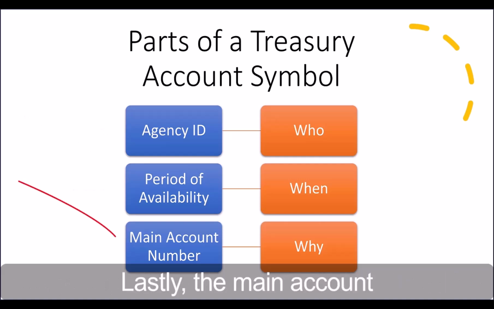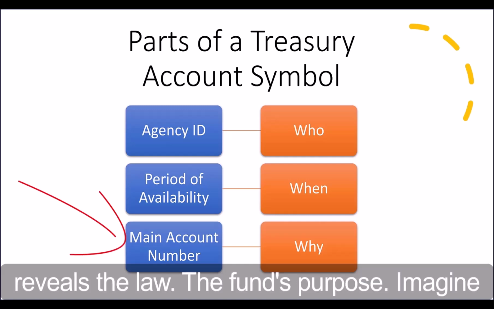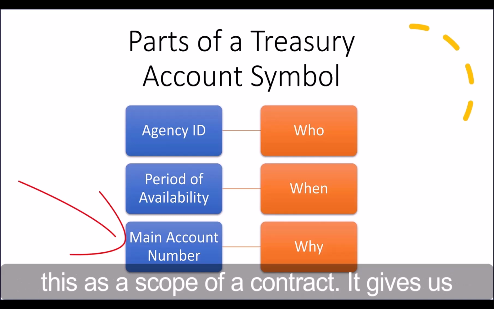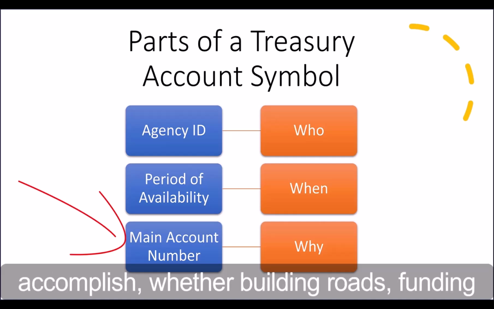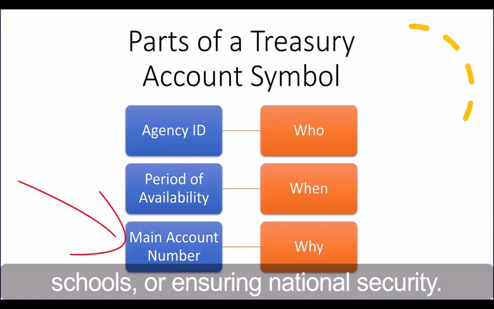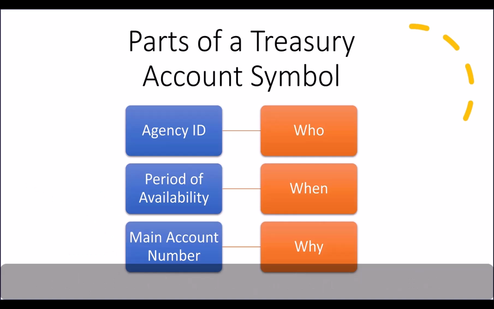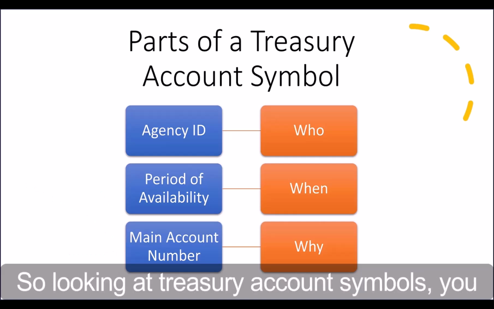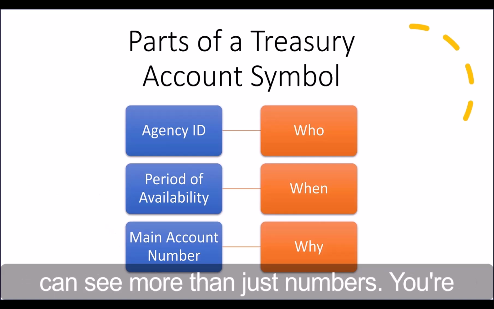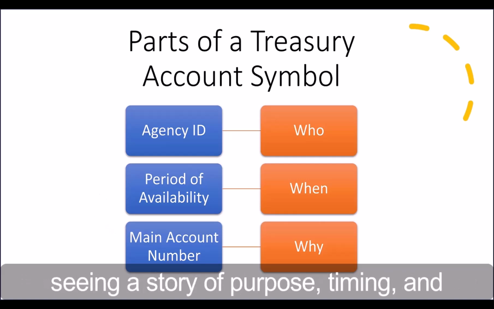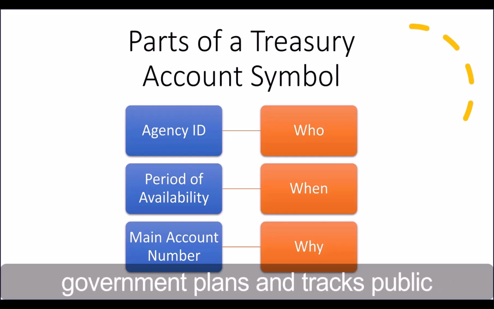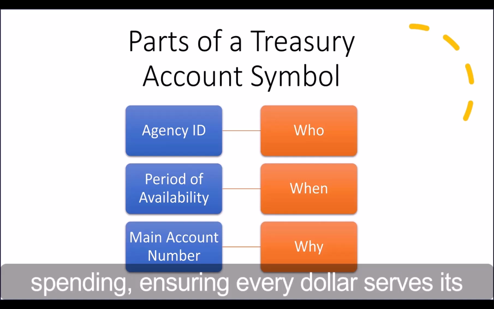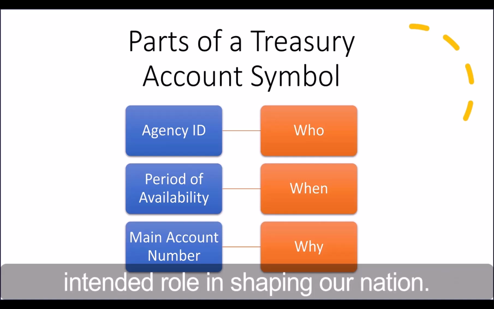Lastly, the main account reveals the why, the fund's purpose. Imagine this as a scope of a contract. It gives us insight into what the funds are meant to accomplish, whether building roads, funding schools, or ensuring national security. So looking at Treasury account symbols, you can see more than just numbers. You're seeing a story of purpose, timing, and responsibility. It's a snapshot of how our government plans and tracks public spending, ensuring every dollar serves its intended role in shaping our nation.